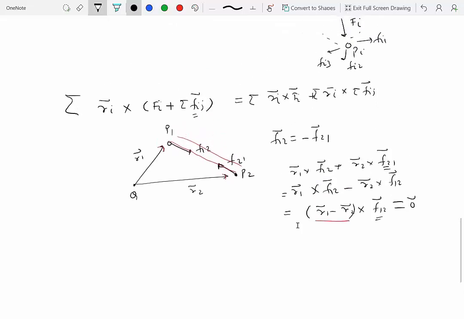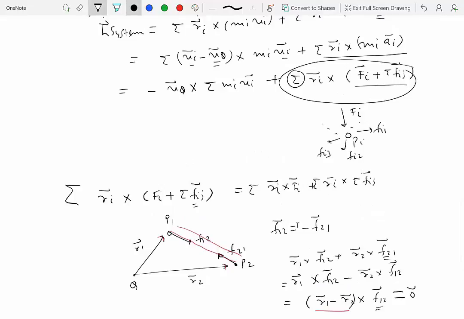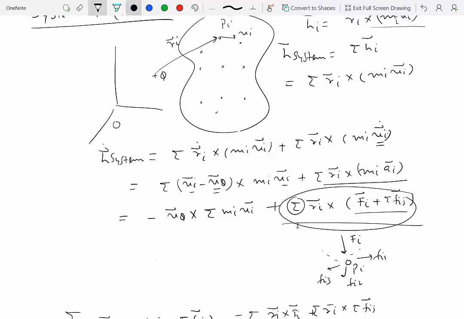So we can see that the internal forces, if you compute their moment and add them together, also occur pairwise, and they all cancel out because of this reason, right? Which means that when we compute the moment over here, the internal forces will not play any role. This last quantity over here becomes the moment of all the external forces acting on the system with respect to our chosen reference point Q, right? So that's the simplification we are achieving.